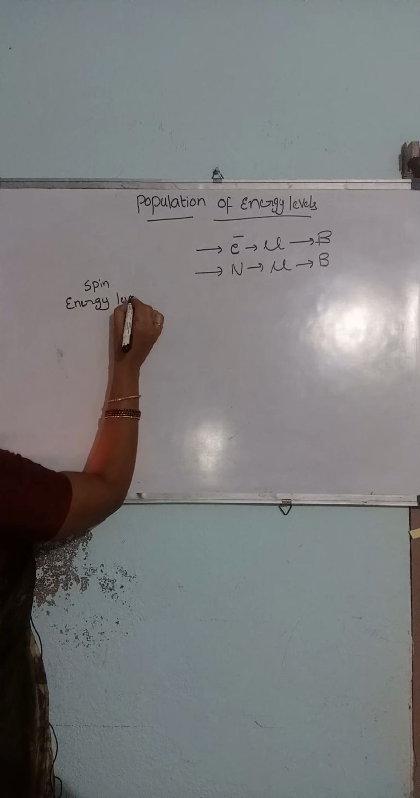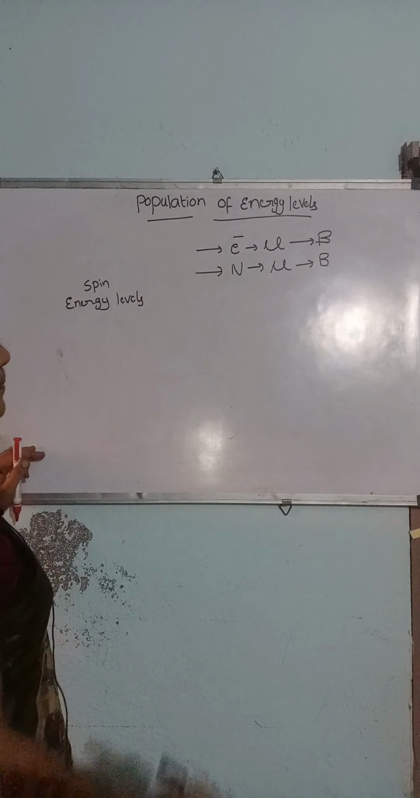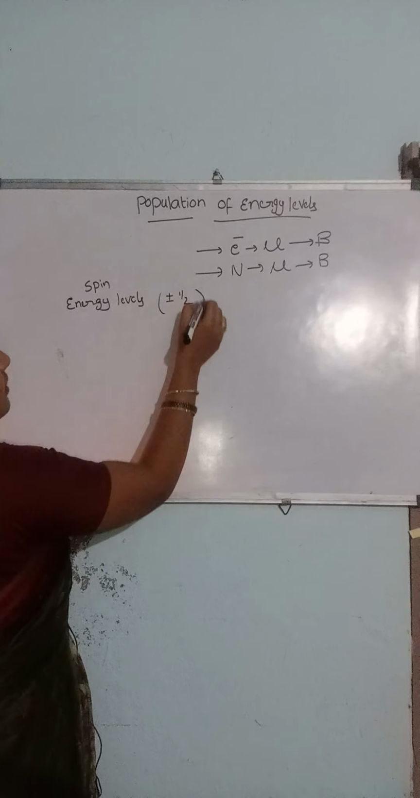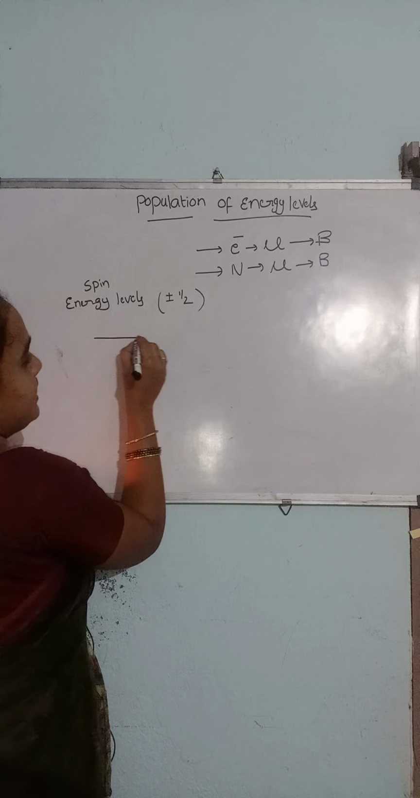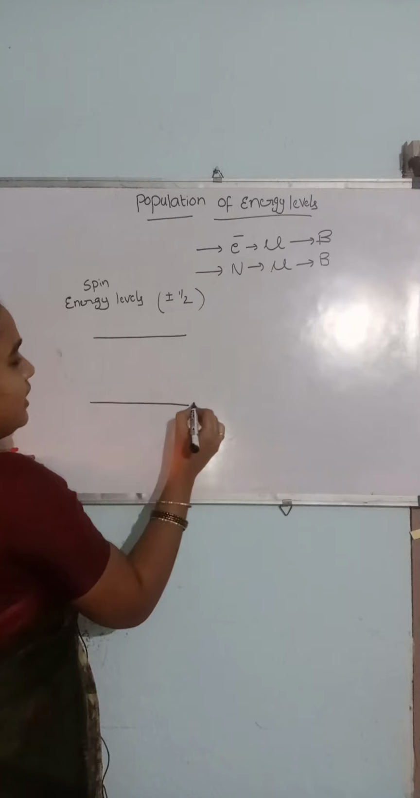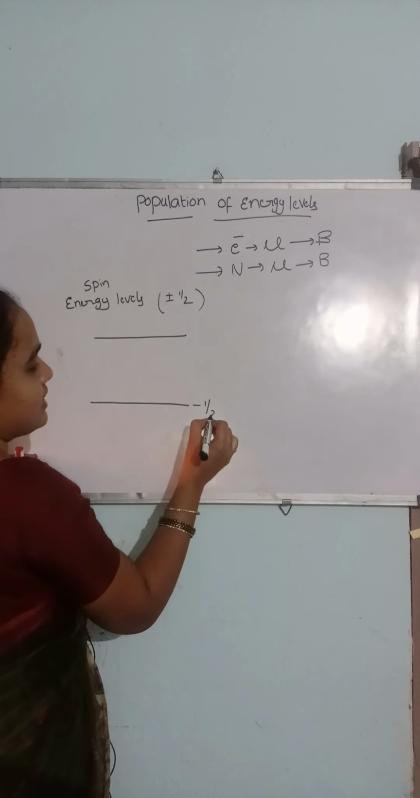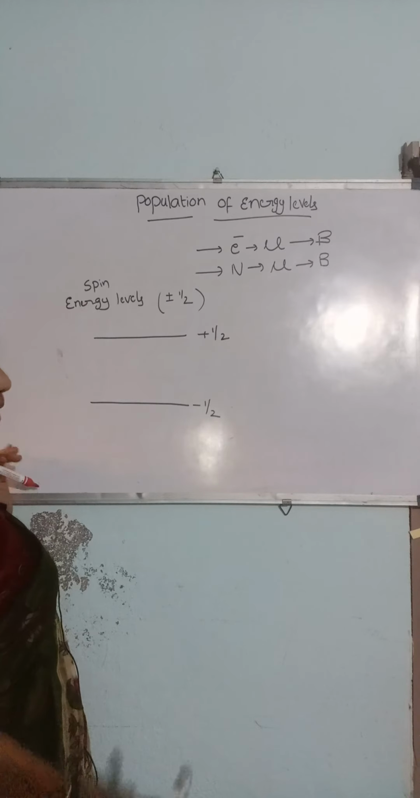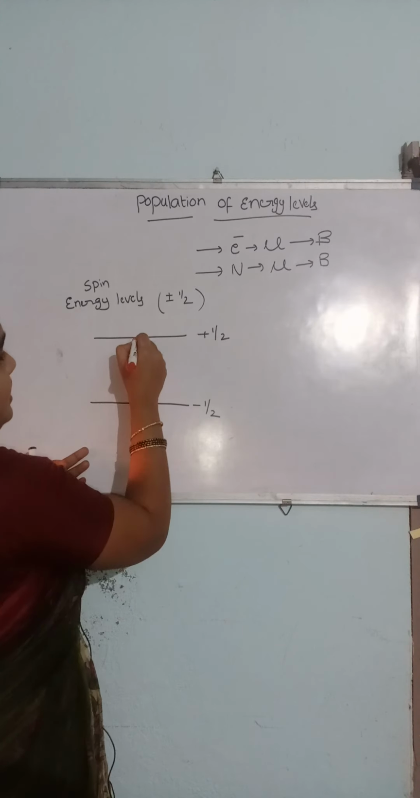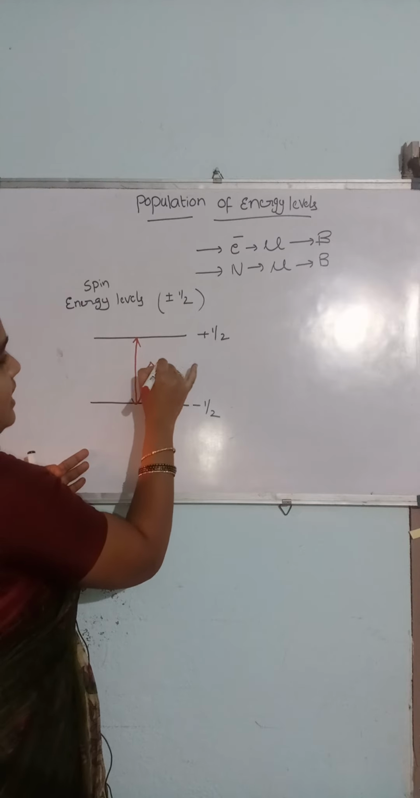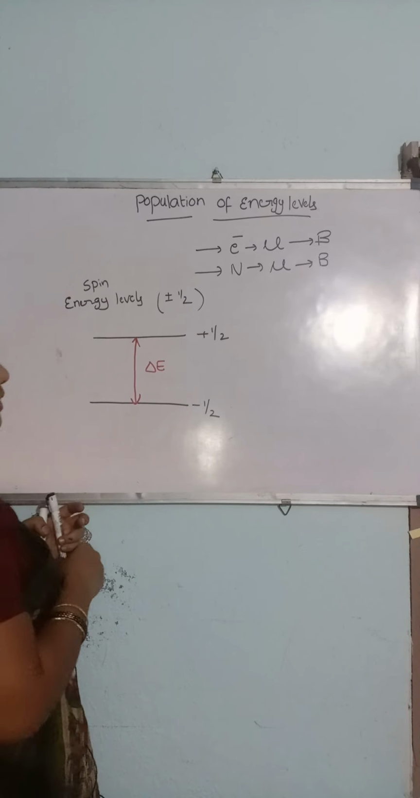So what is the electron spin value? Either plus half or minus half. Due to this interaction of the atom with the external magnetic field, the electron spin states will separate from plus half to minus half. This separation is indicated with delta E for the electron.